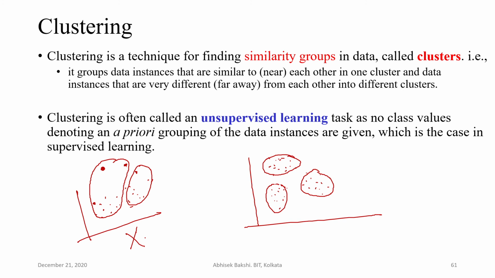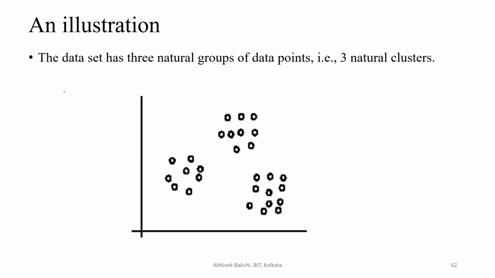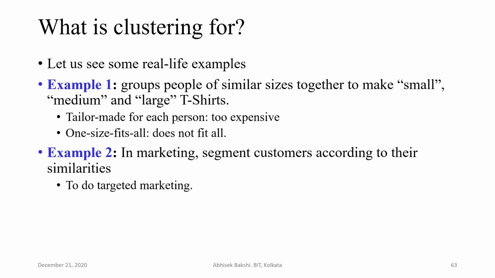Okay, so somehow, if the cluster is good, then this point has to be maintained. As I told you, we have a 3-cluster look something like this. For example, a group of people with similar size together to make small, medium and large t-shirts, or maybe marketing segment clusters according to their similarity. There are many other things.